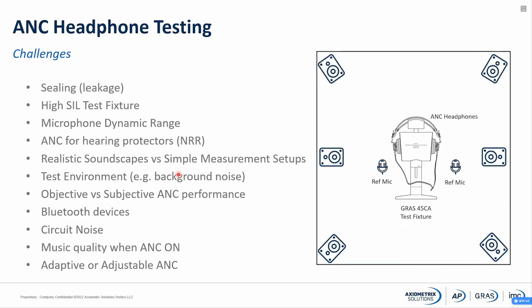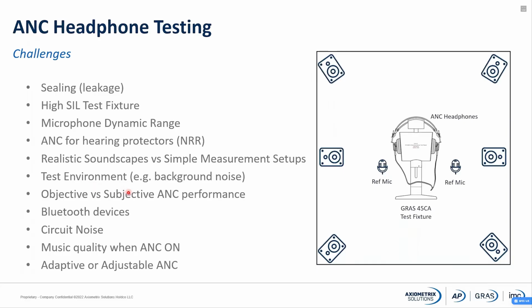The test environment, especially background noise, is something we need to consider. We might look for a test chamber that has a background noise low enough that it won't affect the measurement, so we can have the right signal to noise ratio for this measurement.